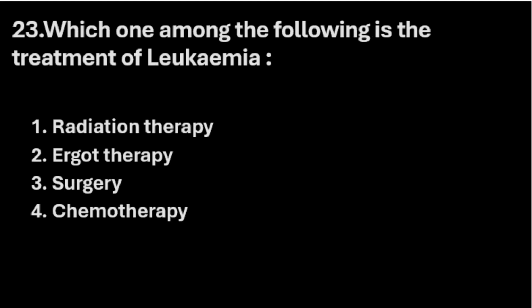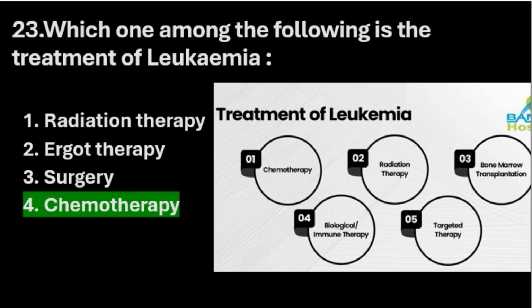Next question. Which among the following is the treatment of leukemia? Option 1, radiation therapy. Option 2, ergotherapy. Option 3, surgery. And option 4, chemotherapy. The right answer here is option 4, chemotherapy.